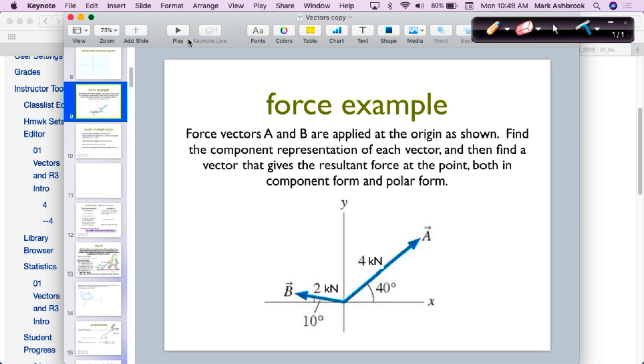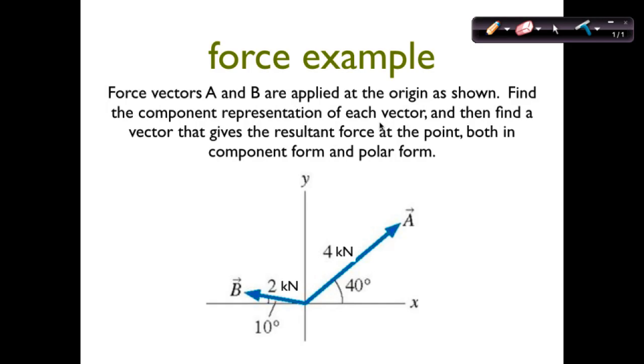Here's an example, a real-world example. We talked about component form. A term we didn't use last time was polar form, okay? So here's force vectors A and B at the origin. Find a component representation of each vector.